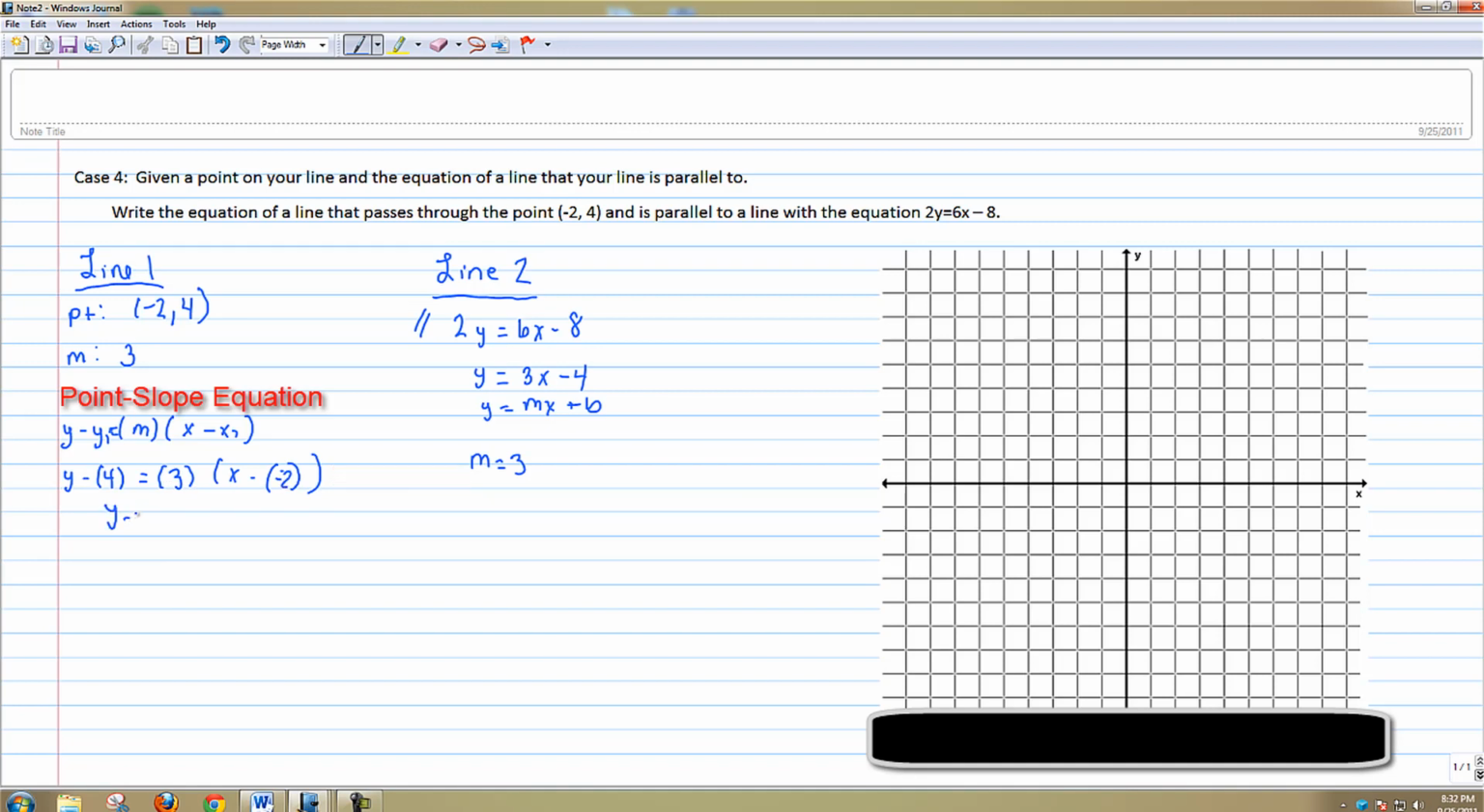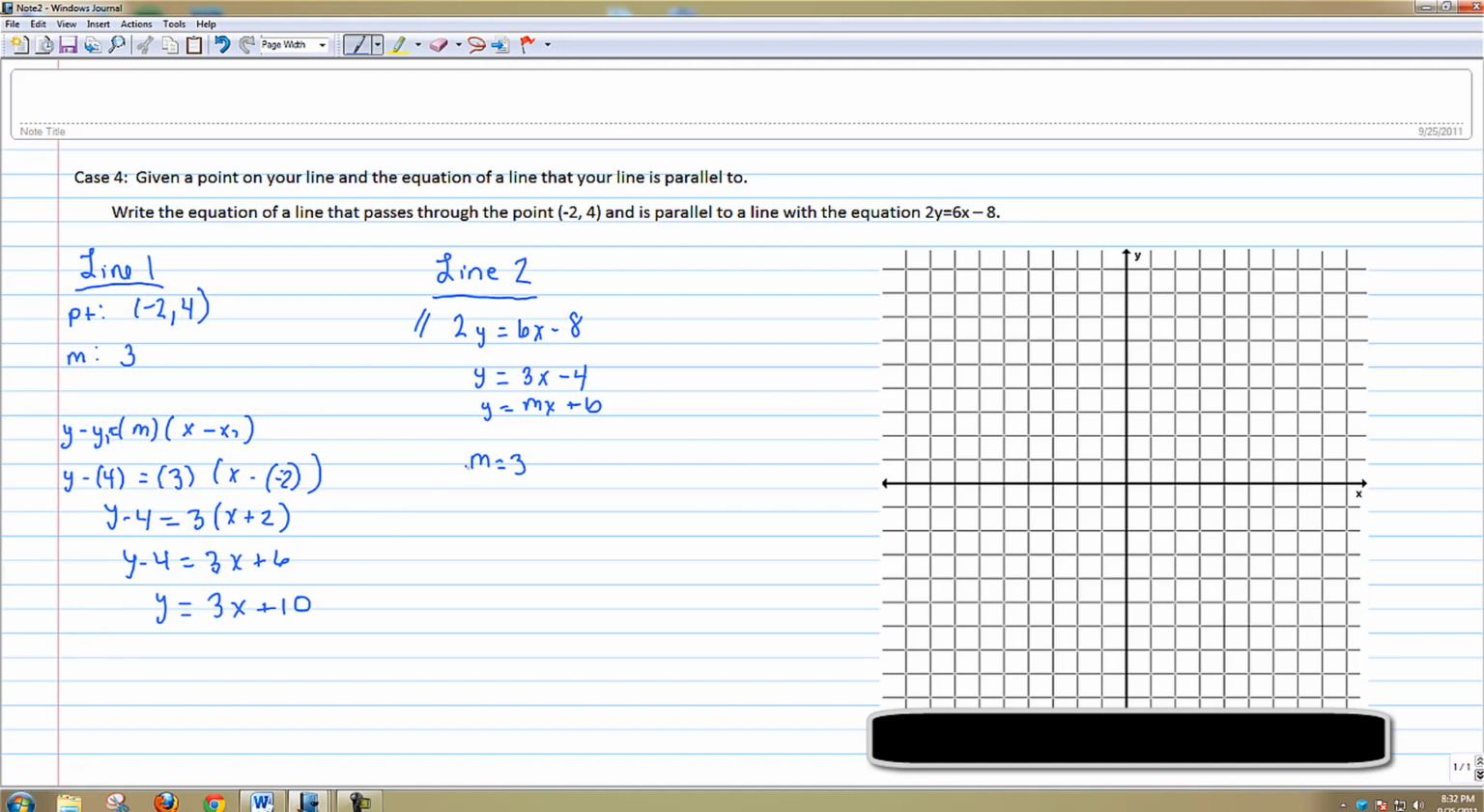So this cleans up as y minus 4 equals 3 times the quantity x plus 2, because a minus and negative is a positive. So y minus 4 is 3x plus 6 if I distribute. And then I want y solved for, so I'm going to go ahead and add 4 to both sides. So y equals 3x plus 10. So my equation of my line 1, which is what I want, is y equals 3x plus 10.